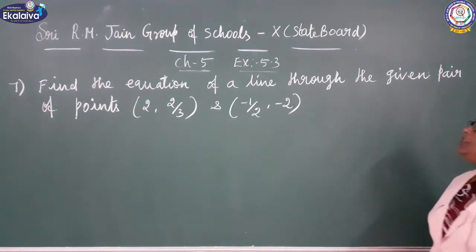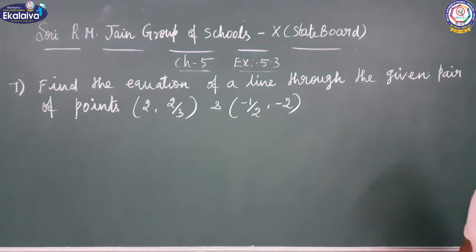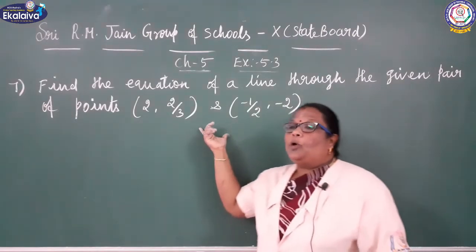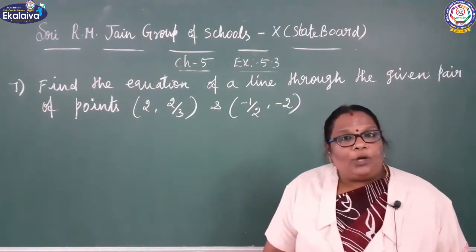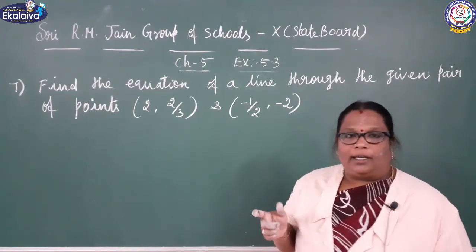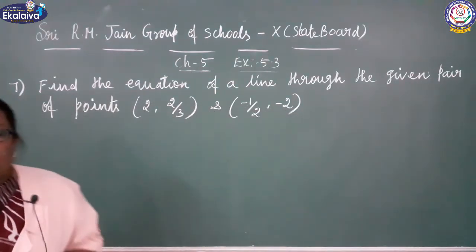This is 10th standard state board, chapter 5, exercise 5.3, 7th sum. Find the equation of the line through the given pair of points. Two points they have given. What is the equation of the line when the two points are given? See here, see the formula.